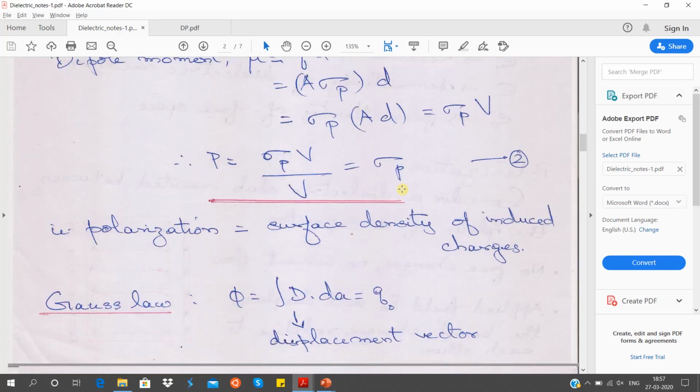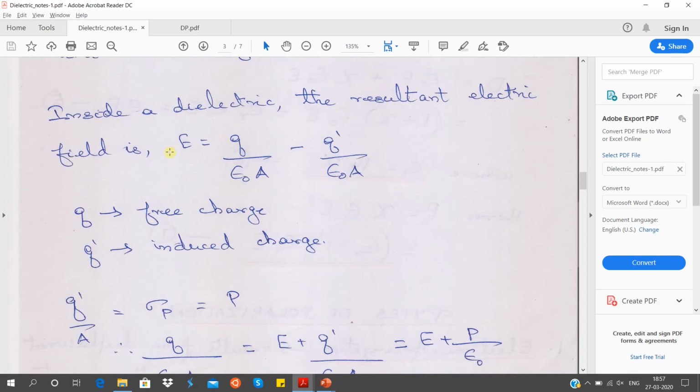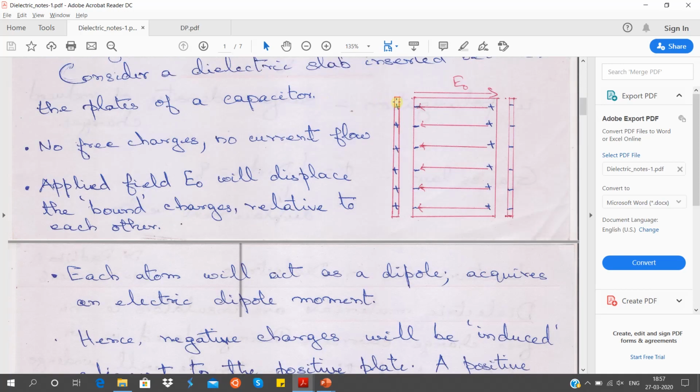So when I try to find the total electric field, or the resultant electric field, I should consider the electric field because of the free charges and that due to the bound charges. Now, I consider the free charges as Q, and the bound charges are of the opposite polarity, so their electric field will be a negative value. So free charges I will consider as Q and bound charges as Q prime.